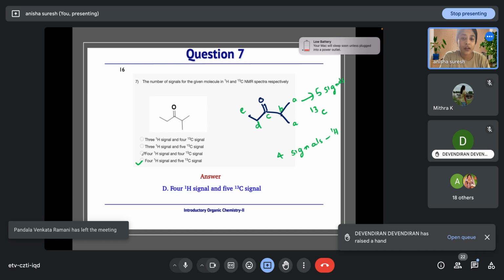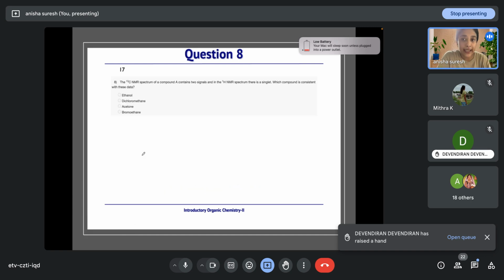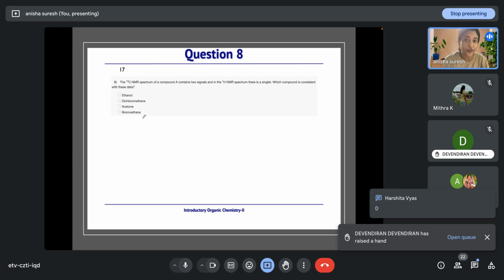Now, coming to question number 8. The 13C NMR spectrum of a compound A contains two signals, and in the proton NMR spectrum there is a singlet. Which compound is consistent with this data? So among these compounds, ethanol, dichloromethane, acetone and bromoethane, which will be consistent with this data? So we can draw the structure of each and compare.